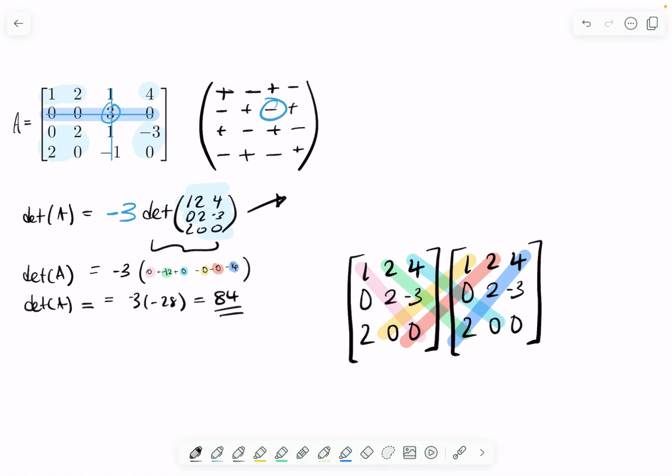I'll show you what happens if I had done cofactor expansion again. I would have chosen the row or column with the most zeros. To me, that's this one. And then I would have chosen the first number, 2. I would have found its corresponding sign. So that would be this one. It would be a positive 2.